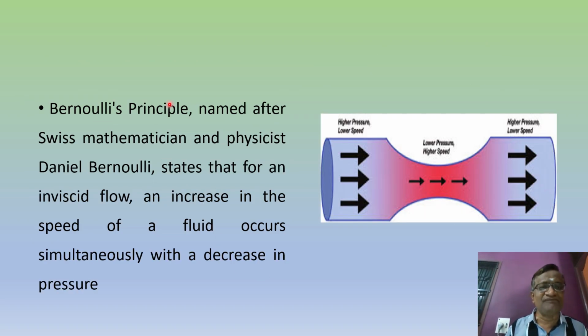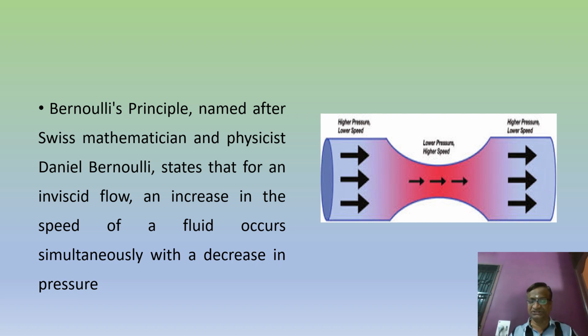Bernoulli's principle, named after Daniel Bernoulli, states this for an inviscid flow. If you add up kinetic and potential energy and everything, it is the same. So if you increase the speed here, the pressure here decreases. This is Bernoulli's principle. If air flows through a narrow tube, the pressure decreases and the speed increases. Now we should know the difference between Bernoulli's theorem and Bernoulli's principle.